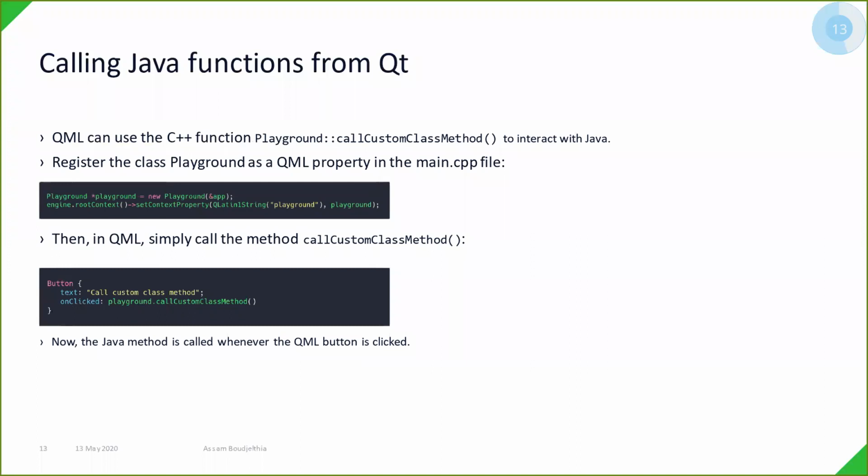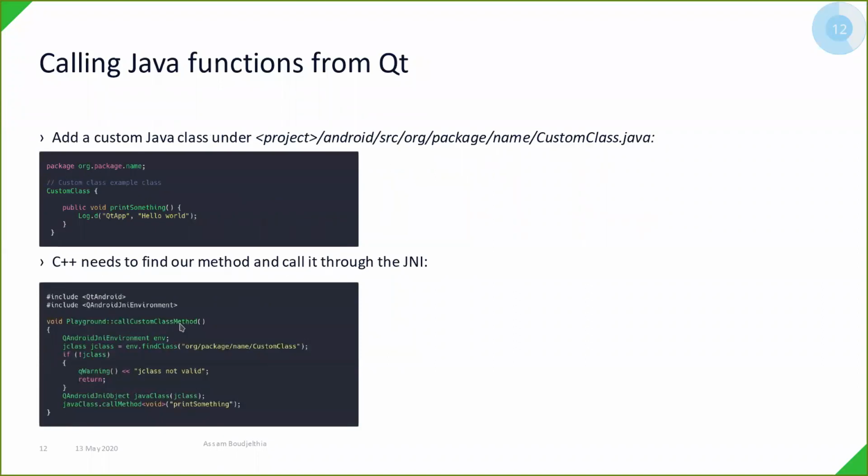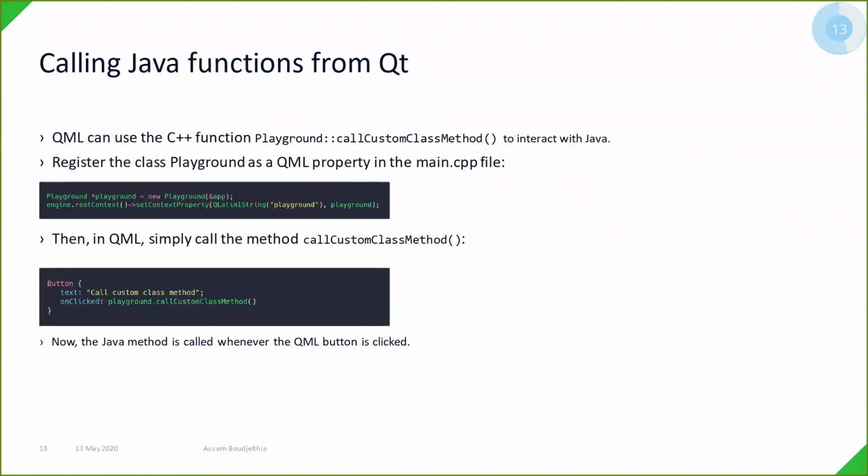The same, so to extend that from C++ to QML directly, we could define that C++ class in our QML as a property using set context property. We will call it playground. And then inside QML, let's say we have a button, and then on the clicked signal, we will call the custom class that is defined in C++. So this will extend from QML to C++ to Java.